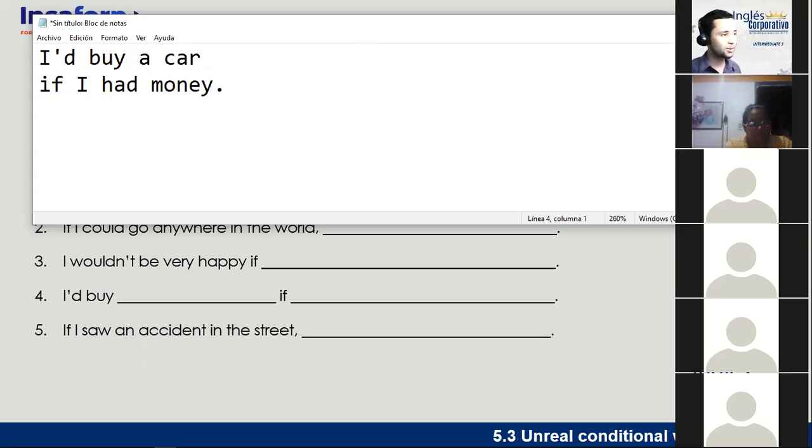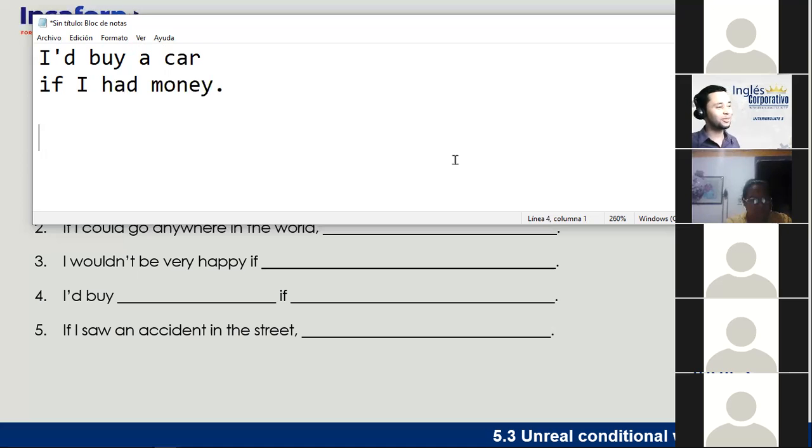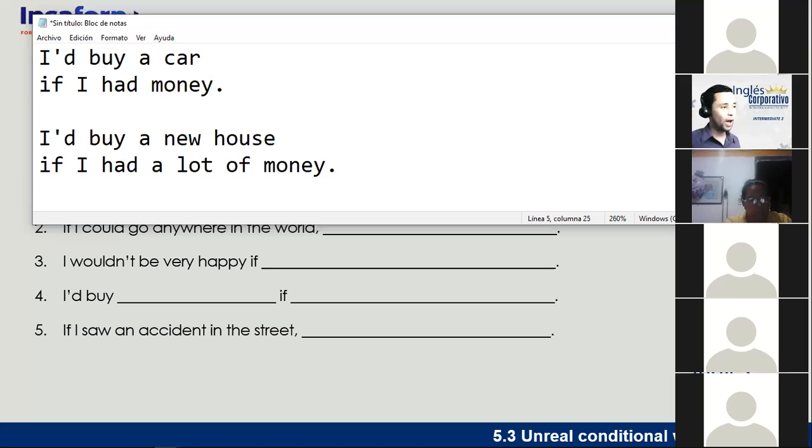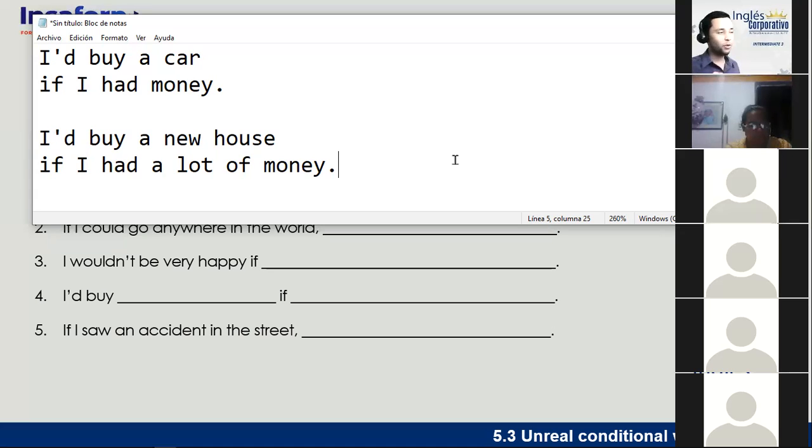Another possible sentence. Who wants to try? What would you buy? A house? A PlayStation? The latest one. I don't know which one it is now. There are so many. The iPhone? I don't know. Ciro. Okay. I buy a new house if I have a lot of money. Okay, I would buy a new house if I had a lot of money. Okay, nice. Maybe I will say, I would buy many houses if I had a lot of money. And then I would give them for rent. And I would make more money. Businessman. So, what about the last one?